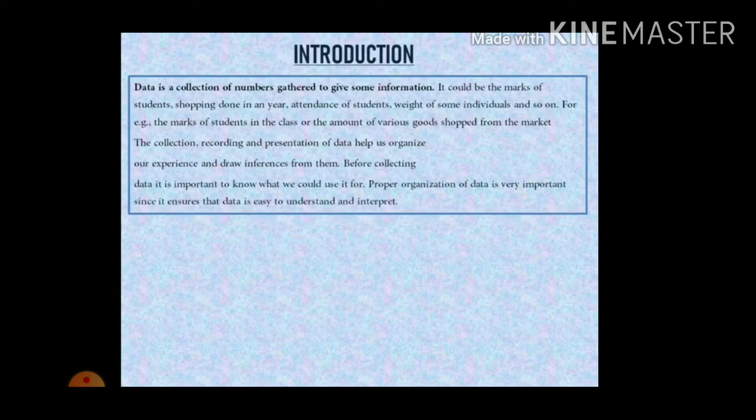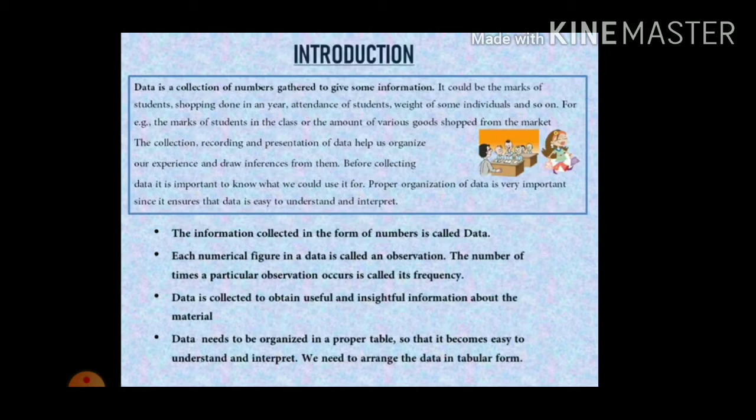The collection, recording, and representation of data help us organize our experience and draw inferences from them. Before collecting the data, it is important to know what we could use it for. Proper organizing of data is very important since it ensures that the data is easy to understand and interpret, right? So we can say that the information collected in the form of numbers is called data.